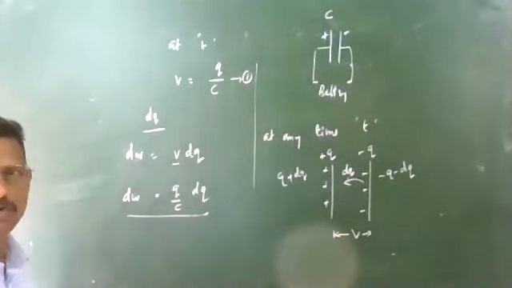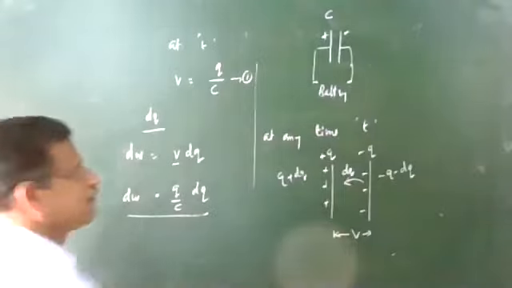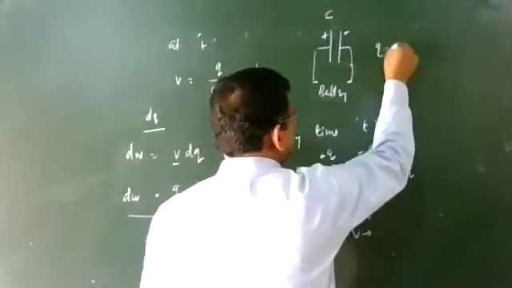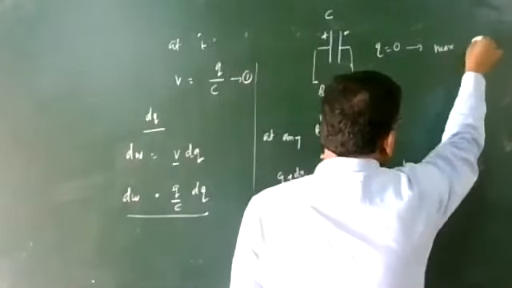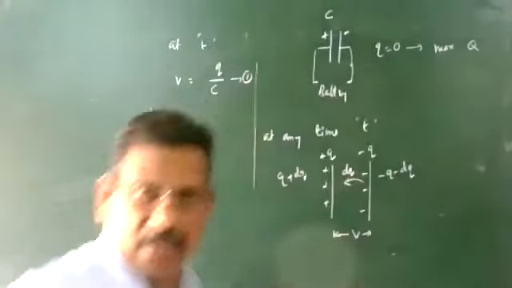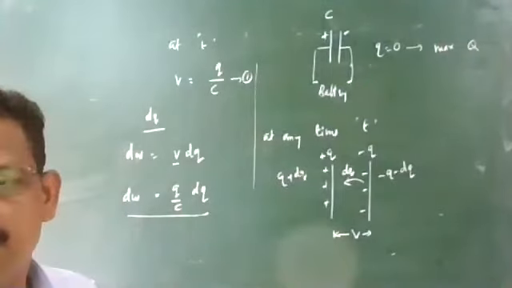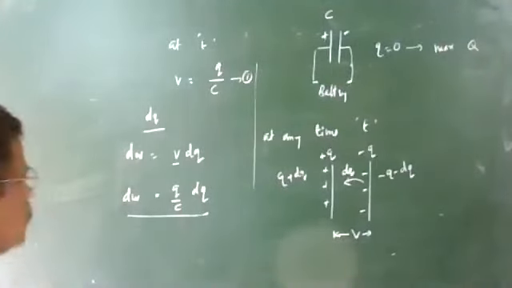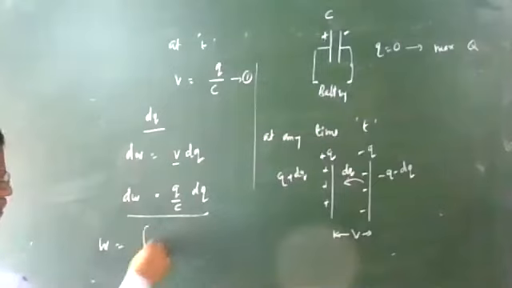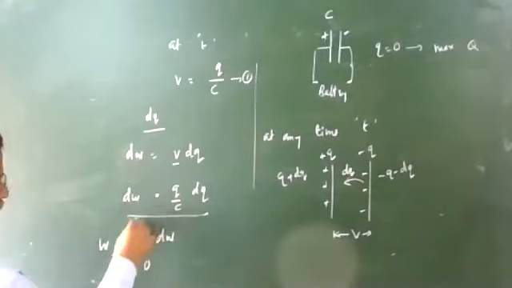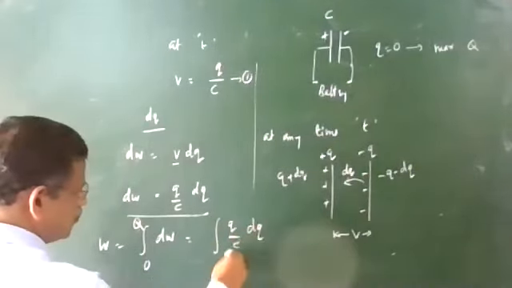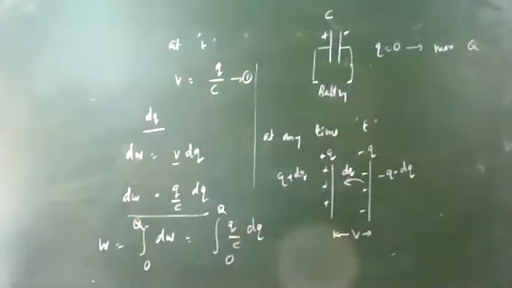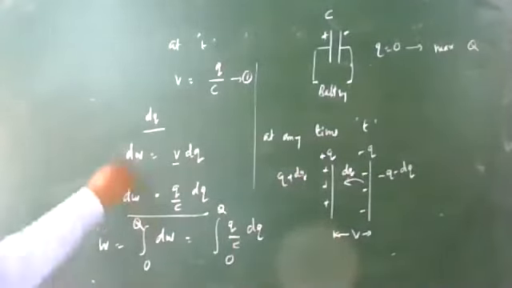We want to charge the capacitor from zero charge to a maximum charge, take it as capital Q. What is the total work done? The battery has to do the work. So the total work done to get the full charge, integrating from 0 to capital Q, is the integral of Q by C dq from 0 to Q.